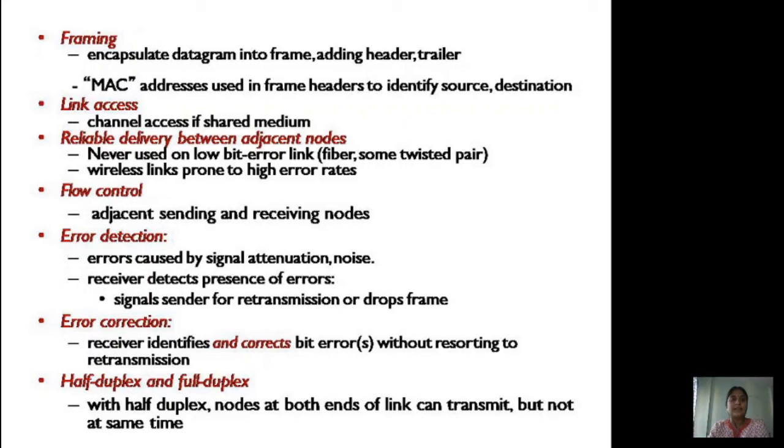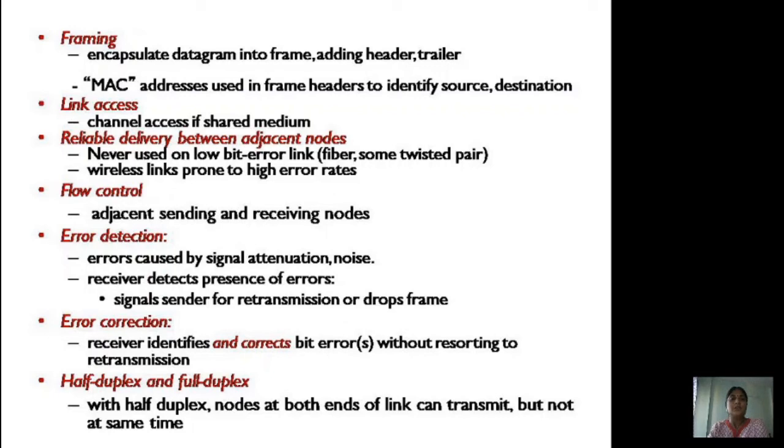Next is link access. This provides access to the channel, that is the link, if it is a shared link. Next, reliable delivery between adjacent nodes. This ensures that the data is transferred between the nodes without any error. And next one is flow control. It will control the speed of the data flow if the sending and receiving nodes have different capacity of handling the data.